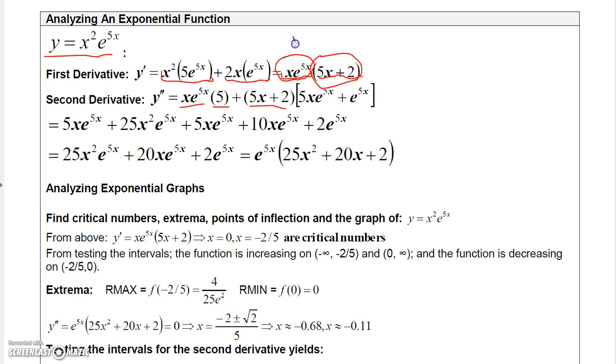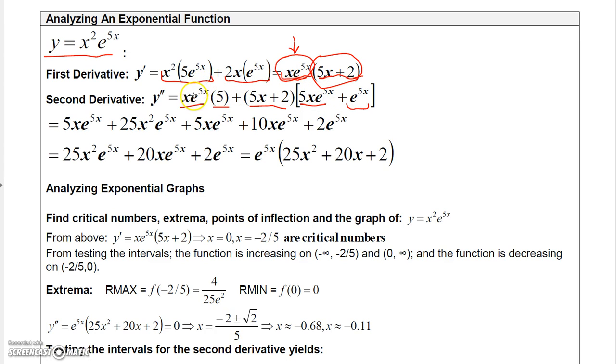And now I've got to take the derivative of this, but this is a product. So to take the derivative of this, I've got to use the product rule. So using the product rule, I'm going to take x times the derivative of e to the 5x, and so that's going to give me x times 5e to the 5x. And I just wrote it in this order. Then I'm going to take the second function, which is e to the 5x, and multiply it by the derivative of x, which of course is 1. So I just get e to the 5x.